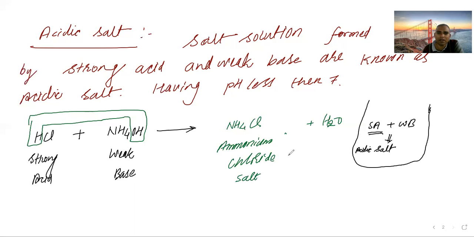But what kind of salt is it? It is an acidic salt. Why acidic salt? Because it is formed by a strong acid, HCl, which is a very strong acid, and a weak base, NH4OH, which is a weak base. So it is forming acidic salt. Are you able to understand?